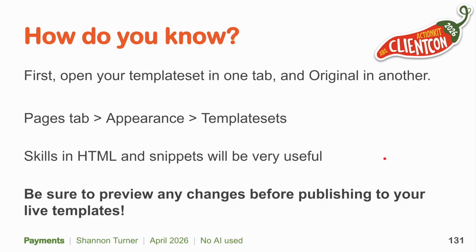So how do we check to see whether we need to make changes? I like to open up 2 tabs, one with your template set and the other with original. Go to the Pages tab, go to Appearance, and then Template Sets. Having some skills in HTML and snippets is going to be very useful. And as always, if you're making any changes at all to your live templates, be sure to preview to make sure that your changes don't break your live pages.